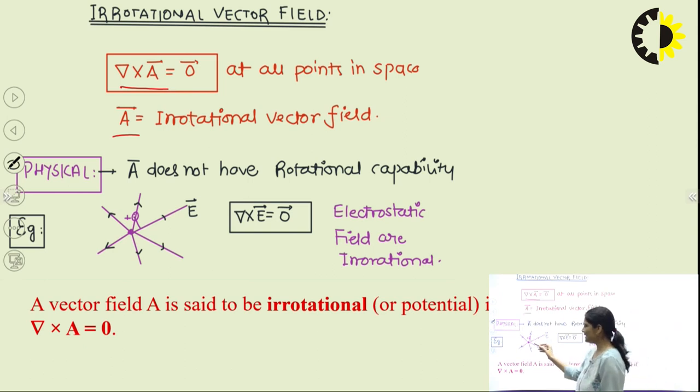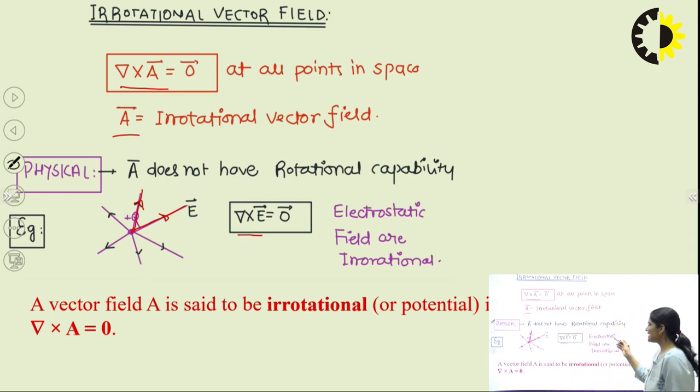Now you can see this is your point and you have a field in this direction, so you can say curl of E is equal to 0. Means electrostatic fields are irrotational. So you can say a field is said to be irrotational if your curl is equal to 0.